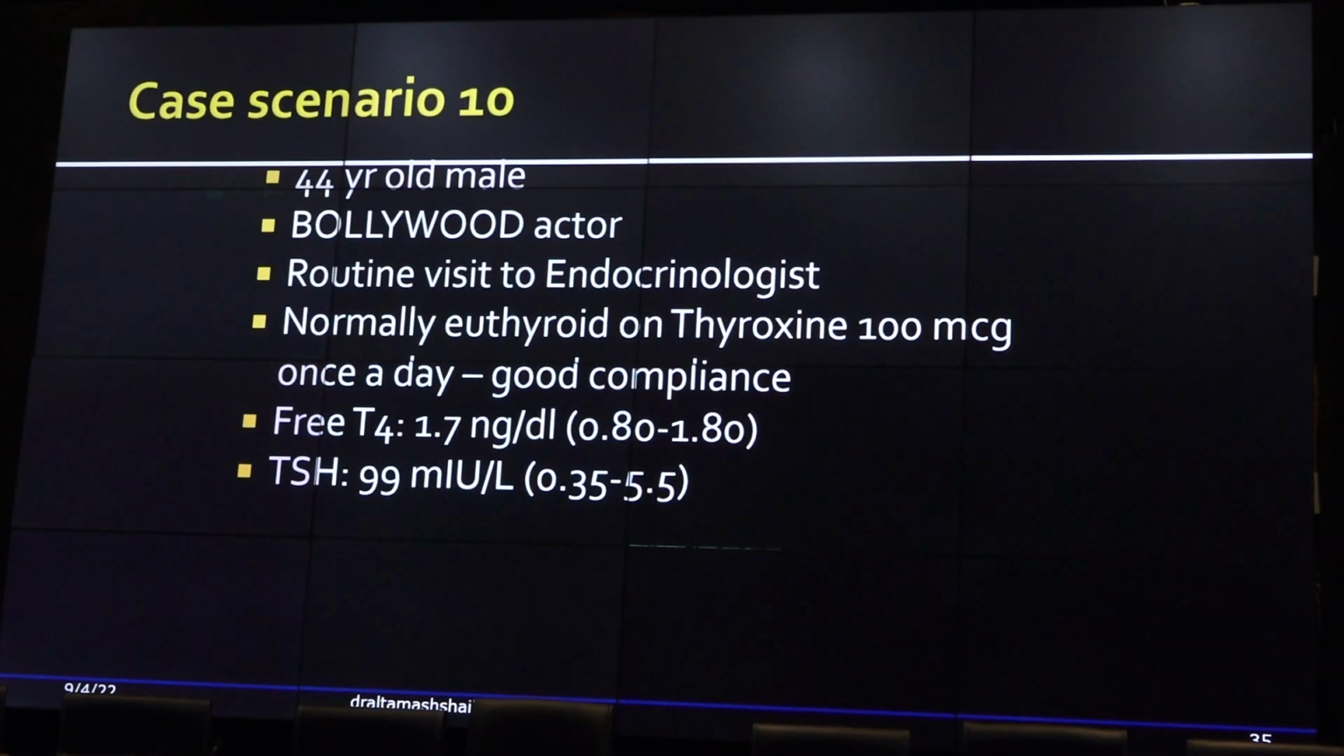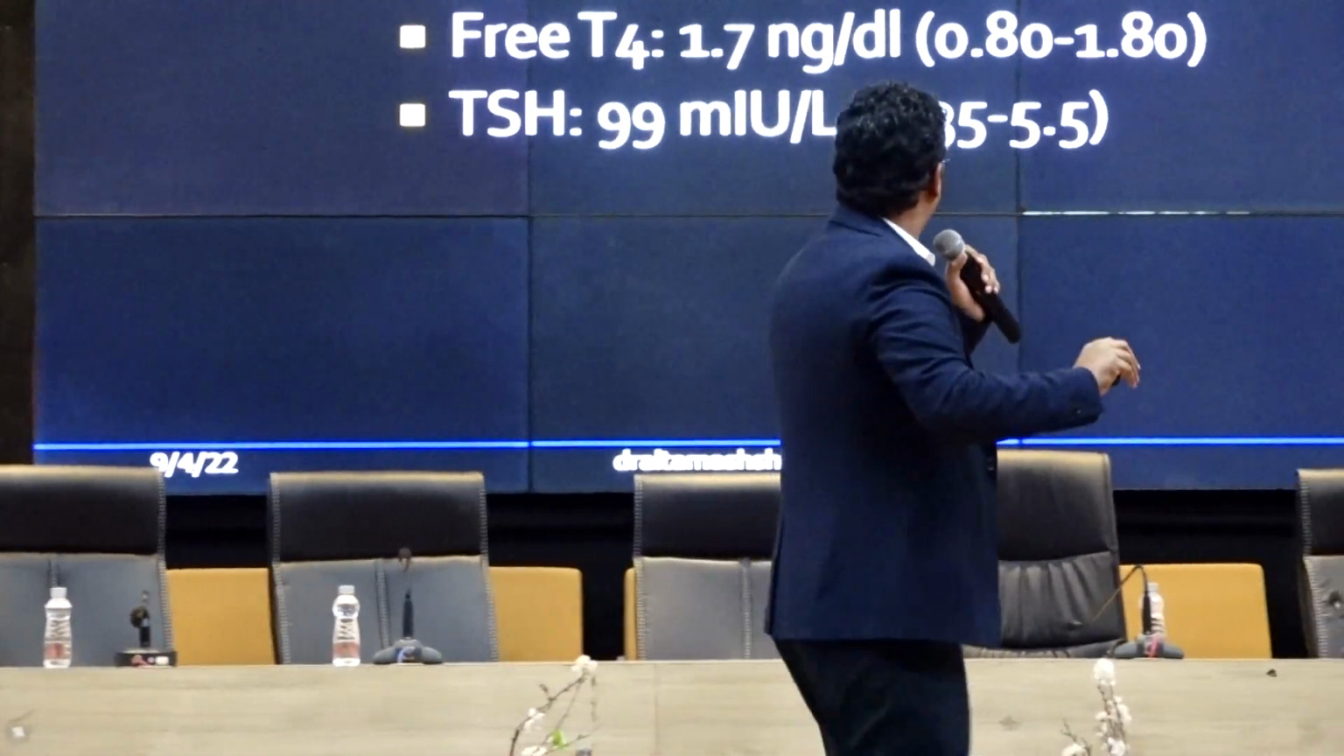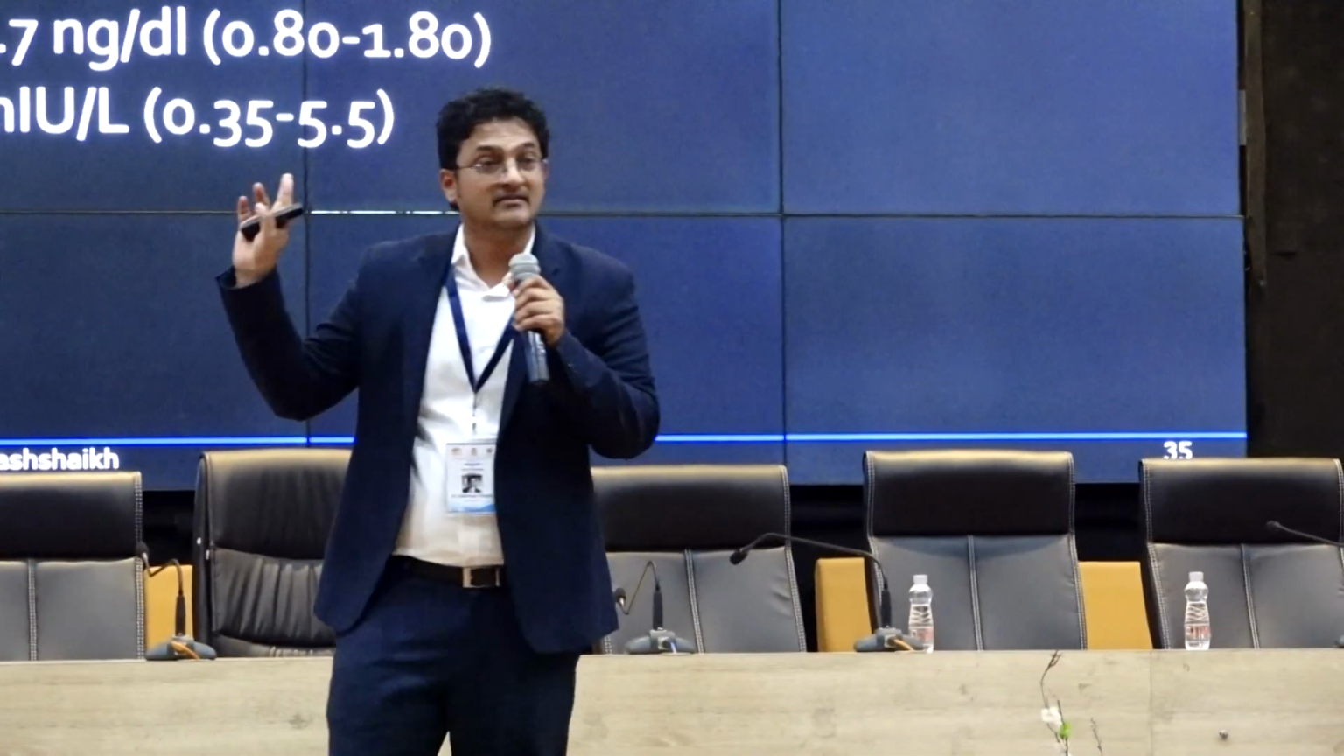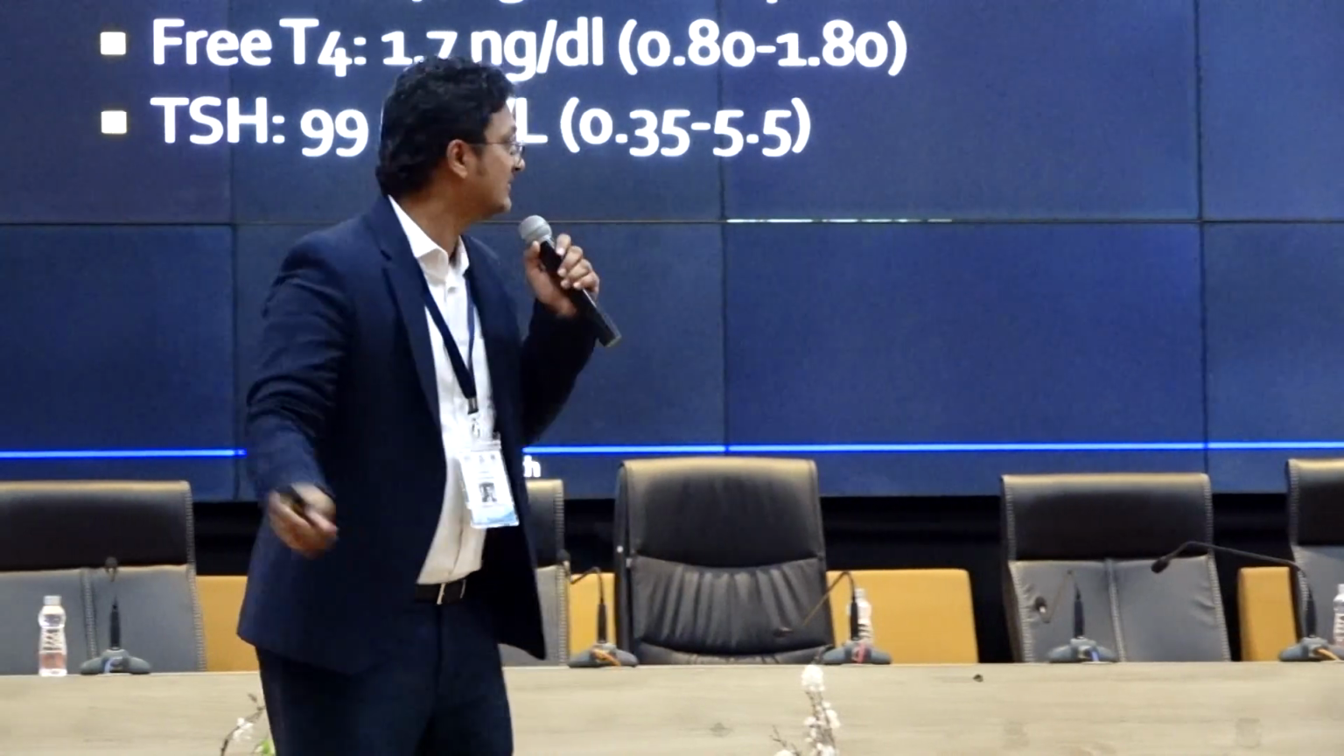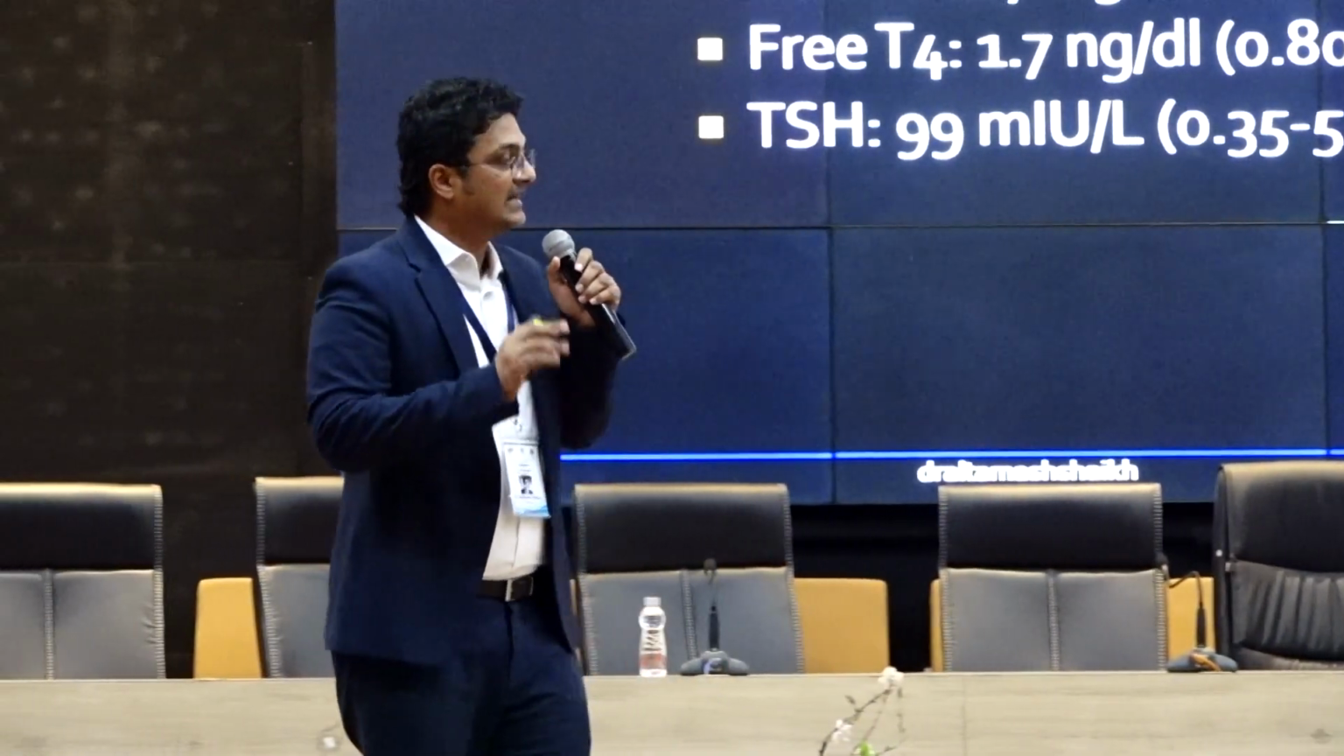Next, 44 years, Bollywood actor, routine visit to endocrinologist. Normally, on thyroid 100 once a day. Very good compliance. So very educated, very talented, very regular, very healthy. Gets up at 4 a.m. Don't guess who he is. TSH is 99. And look at the FT4. How much is it? 1.7. Kind of little low. Clinical profile not matching with the lab test. Absolutely. Something is amiss. Anybody can think, what is this?